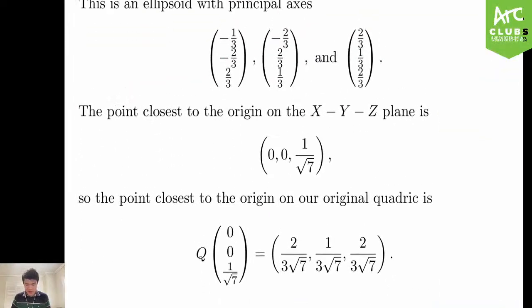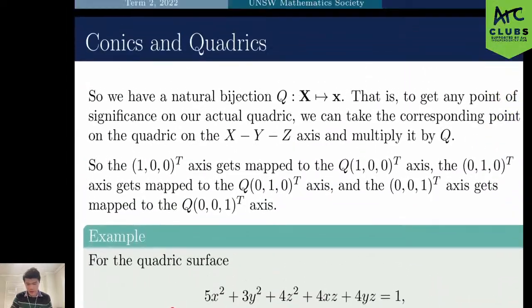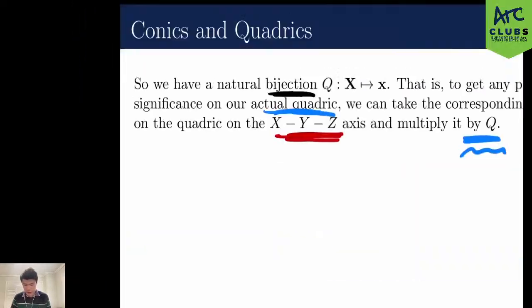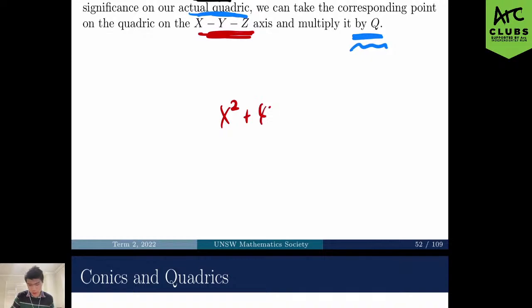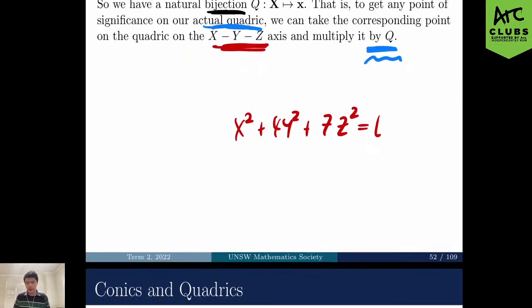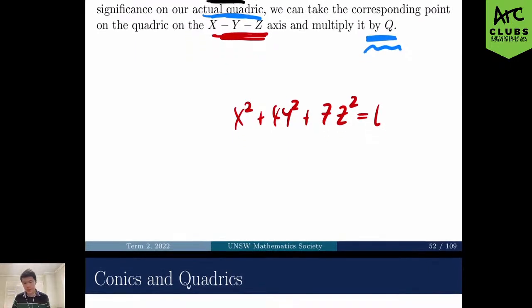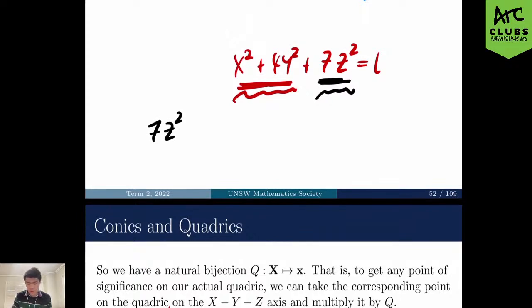Okay. Then the point closest to the origin on the xyz plane. Well, let's think about that. In a quadratic, like this thing over here, let's write it out again. It was x squared plus 4y squared plus 7z squared equals 1. Okay, so if we recall from our theory of ellipses and also conics and quadratics, to get the minimum point, you just need to find the point with the maximum coefficient, so 7z squared, and set everything else equal to 0.